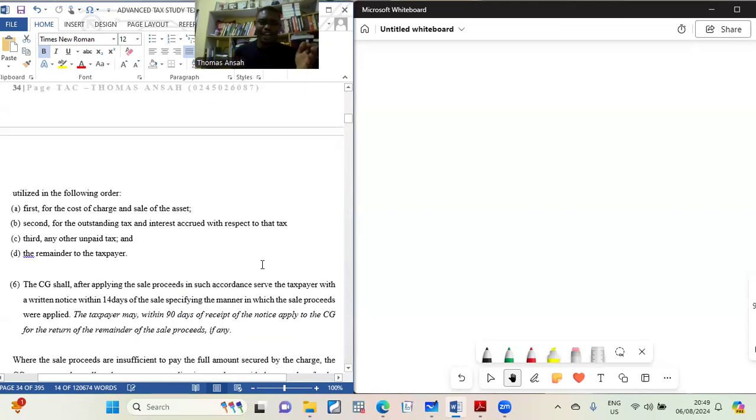But when they finish selling the asset, it's not like they are going to take all the money. This is how they utilize the money. First, the cost of charge and the sale. So this is not the asset itself. You see, when they are selling, they incur cost to sell. So when they finish selling, they will take the amount they spent in selling. That is one. Then they will come and take the tax you owe them, plus the interest. So first is the cost to sell. Second is the outstanding taxes and all your interest. Third is any other tax you owe them.